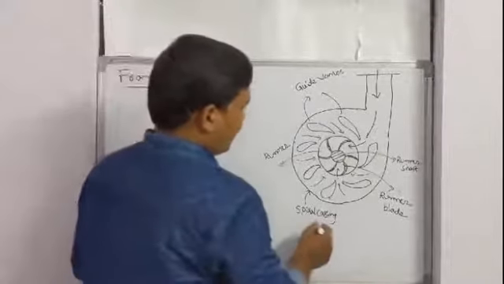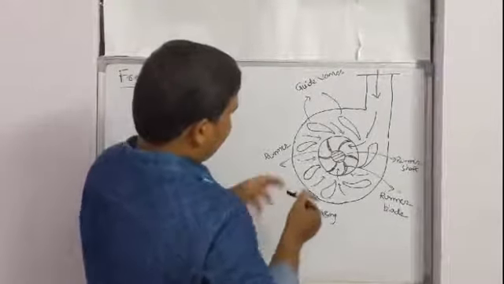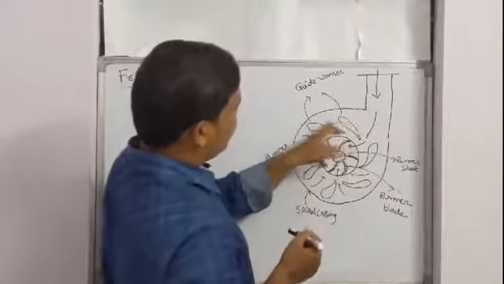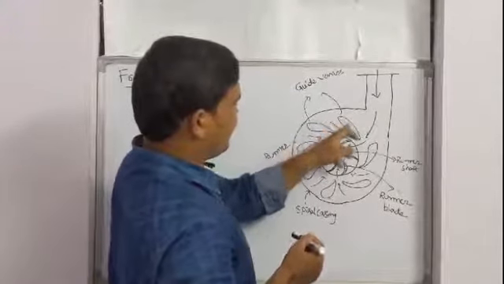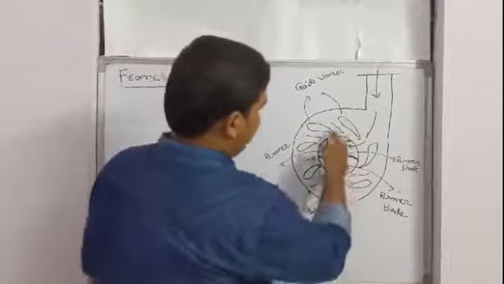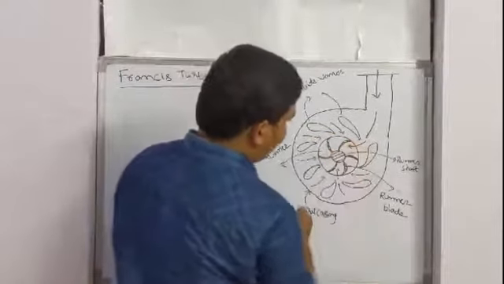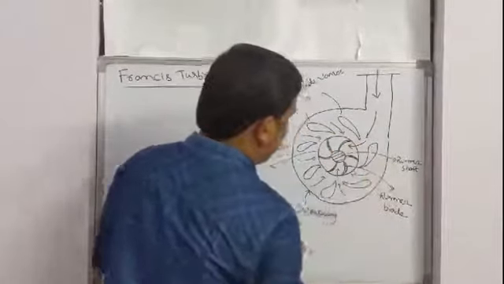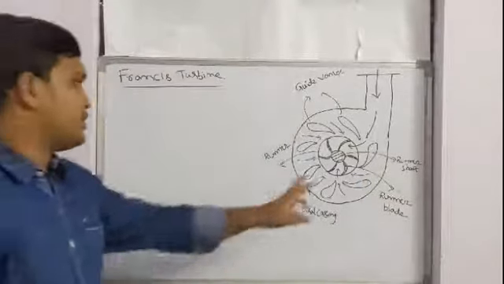So this is a spiral casing. This is the guide blades or guide vanes. And there are some stay vanes also there. I'll explain in my animation. This is a runner. The blades are called runner blades. This is the runner shaft or turbine shaft.